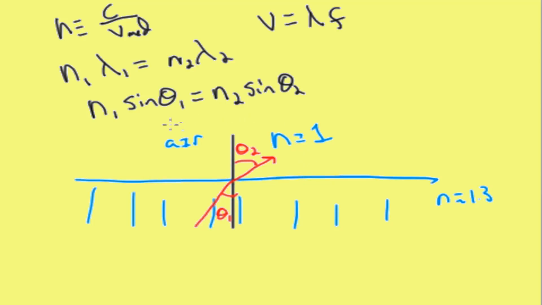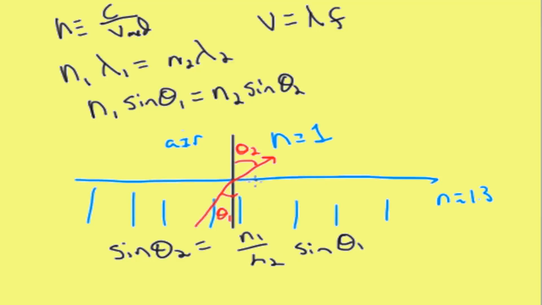So we can find that using Snell's law, n1 sine theta 1 equals n2 sine theta 2. If we want to solve for, let's say, sine theta 2, it is just sine theta 2 equals n1 over n2 times sine theta 1. And then we would just put in values, and you'd probably be given this theta 1.